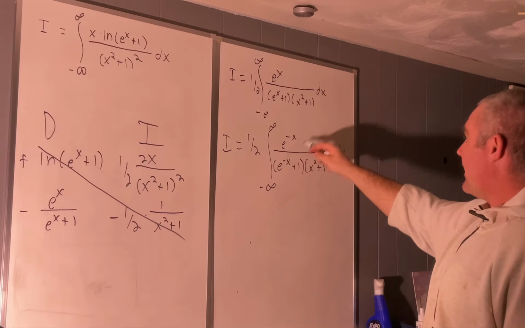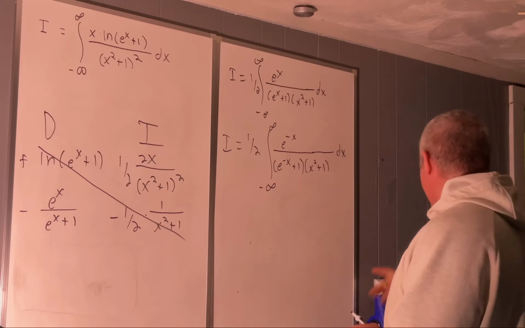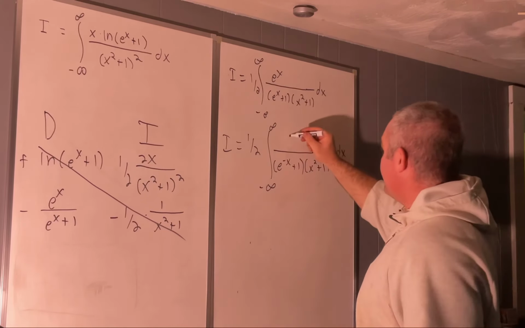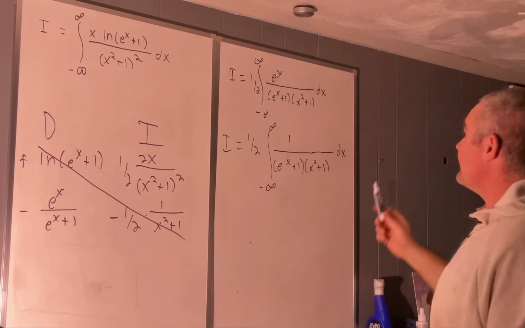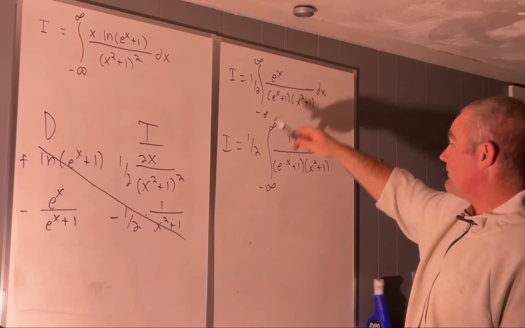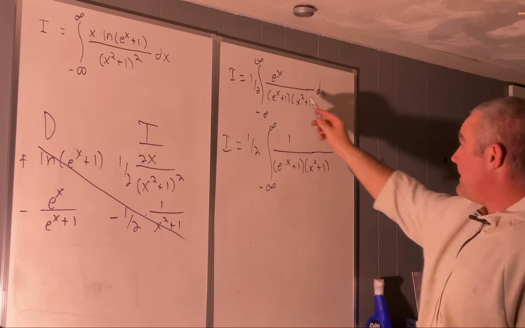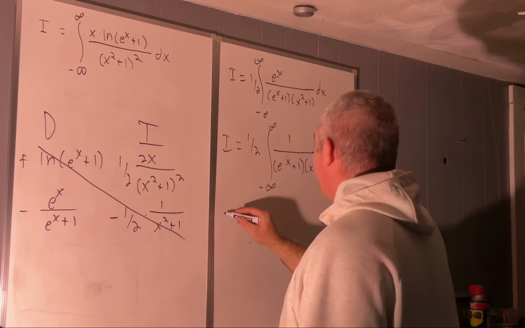Then multiplying the top and the bottom of our new expression for I by e to the x would give us 1 over e to the x plus 1. And now you'll see that we have the same bounds of integration for both expressions of I. They're both multiplied by 1/2, and we have the same denominator, so we can add them together.